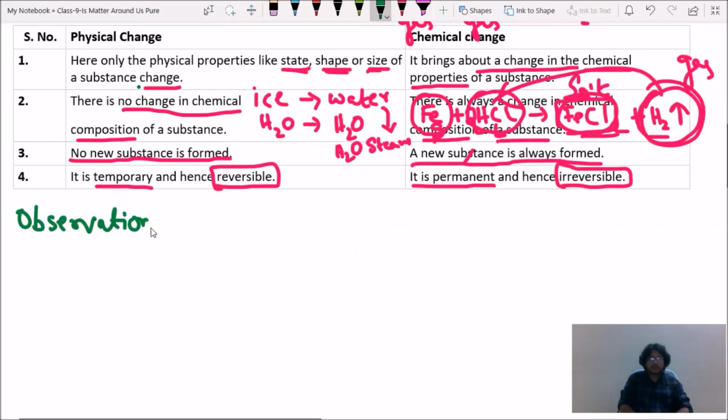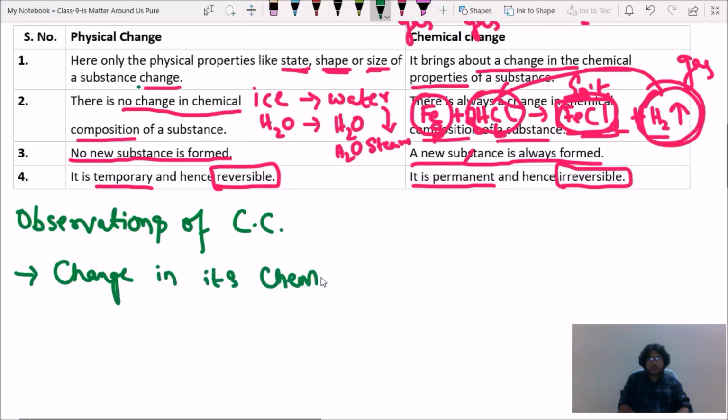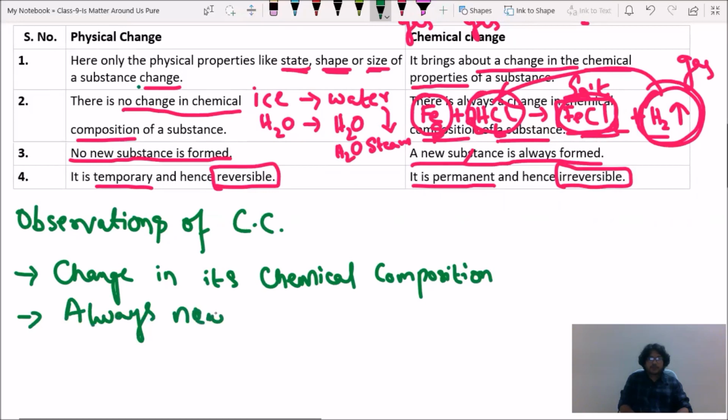So let us see observations of chemical change. There are a few observations. Number one, there will be a change in its chemical composition. We can say it is a chemical change. Next, always a new substance is formed during chemical change.